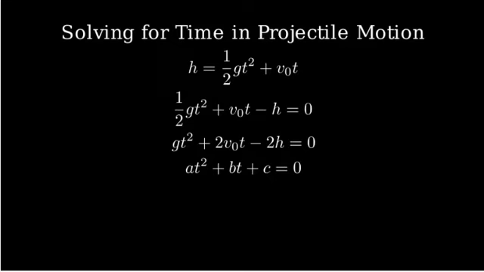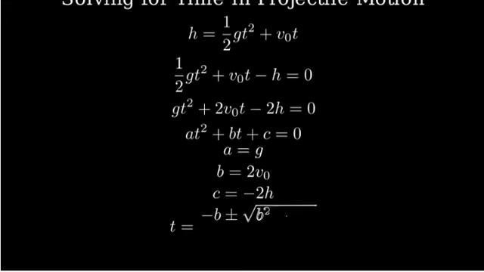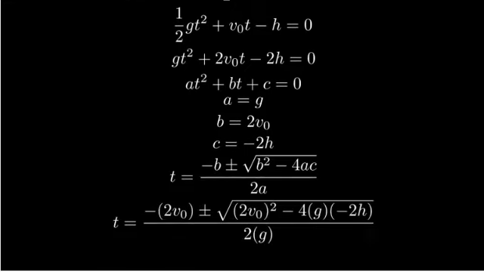Now we have a standard quadratic equation in the form at squared plus bt plus c equals 0, where a equals g, b equals 2v0, and c equals negative 2h. We can solve this using the quadratic formula. The quadratic formula states that t equals negative b plus or minus the square root of b squared minus 4ac, all divided by 2a. Let's substitute our values into the quadratic formula. We'll replace b with 2v0, a with g, and c with negative 2h.